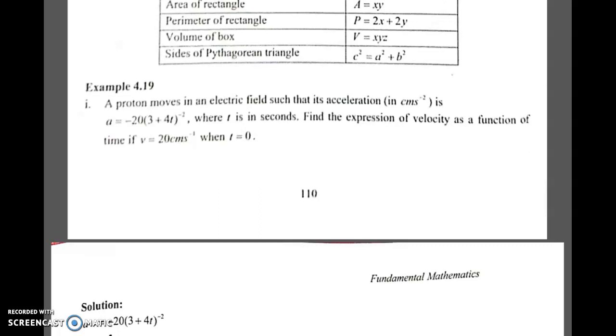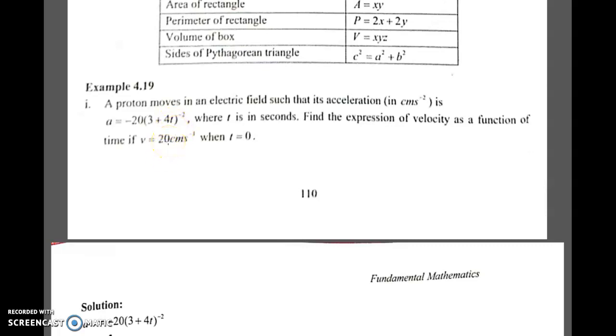Alright, let's look at example 4.19. A proton moves in an electric field such that its acceleration is measured by this equation: a equals negative 20 times (3 plus 4t) to the power of negative 2, where t here is in seconds.